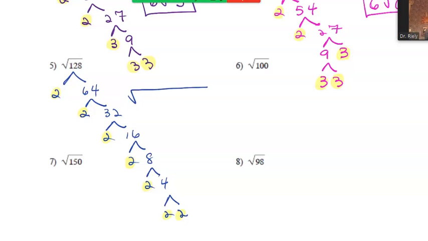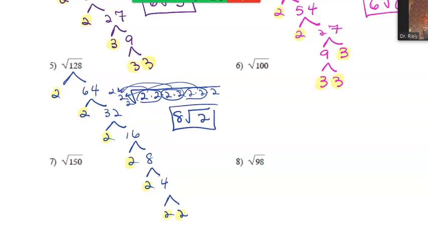Get your radical and put it all under. So 1, 2, 3, 4, 5, 6, 7 twos. Okay, here's a pair that's going to come out as a single. Here's a pair, comes out as a single. Here's a pair, comes out as a single. So I have 2 times 2 times 2. 2 times 2 is 4, 4 times 2 is 8, and I have 8 root 2 for an answer.